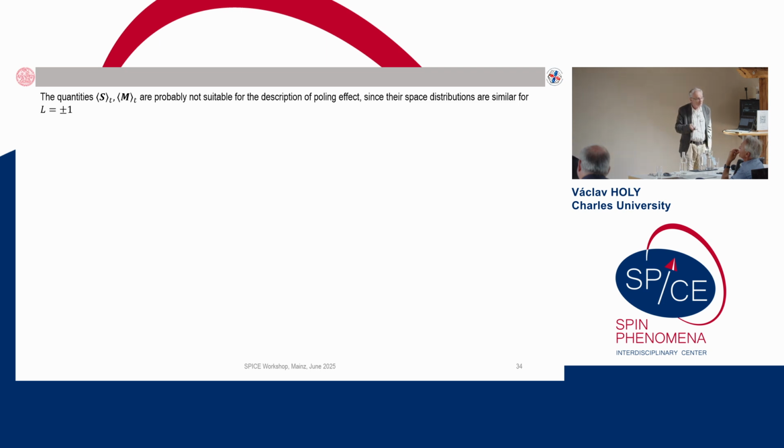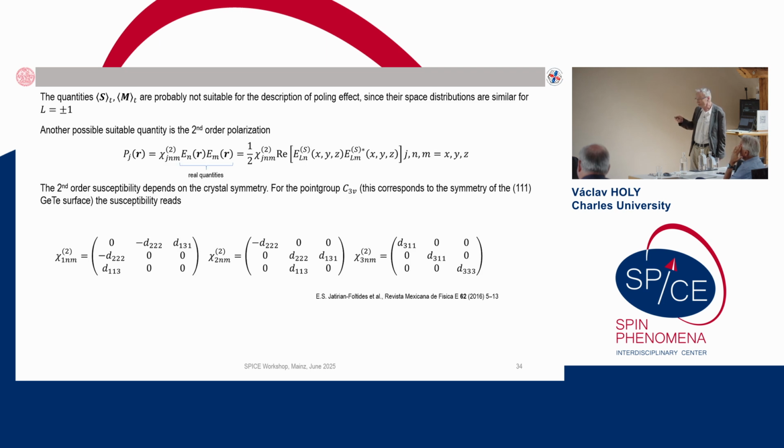Then, after a long discussion with Juraj and other colleagues, I realized that maybe the Poynting vector or orbital momentum density is not the suitable quantity. And then we concentrated on second order polarization. For the second order polarization, we use this formula that Juraj showed in his talk. This is a second order susceptibility tensor times E squared roughly, but since this is E squared, we have to take a real part of E, of course. So this can be written in this way.